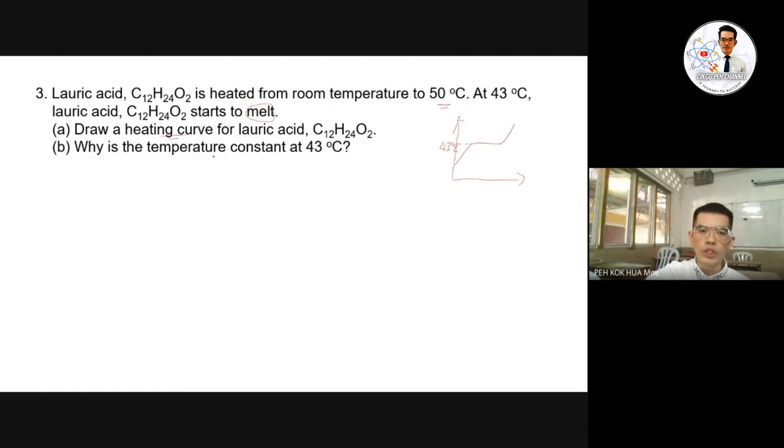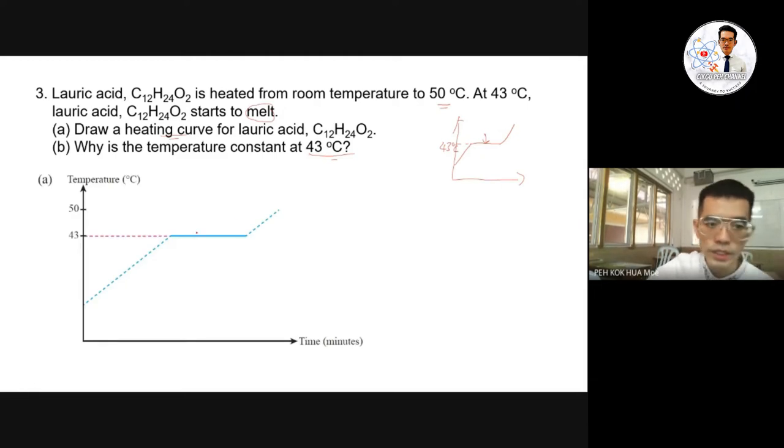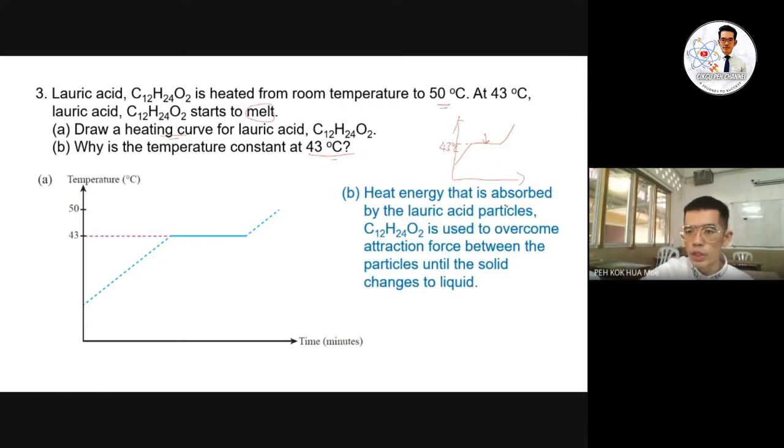Okay, and then the question asks why the temperature will be constant at 43 degrees Celsius. At this condition, the heat gained is used to overcome the attraction between the particles. So this is the heating curve you have to draw, temperature against time, and there is a constant temperature at 43 degrees Celsius. The heat energy absorbed by the lauric acid particles is used to overcome the attraction force between the particles, until the solid completely changes to liquid.